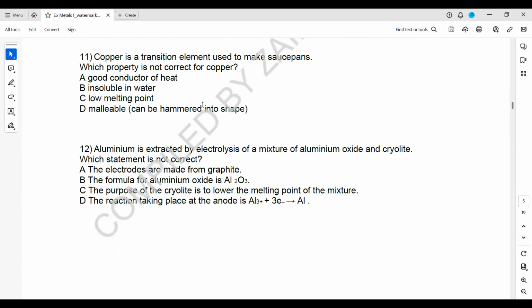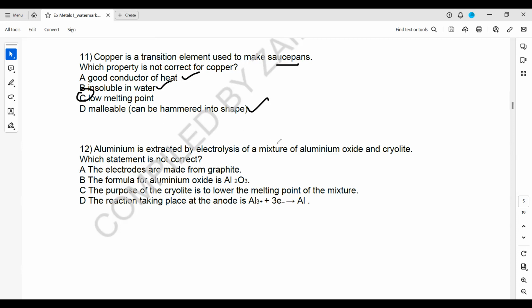In question 11, copper is a transition element which is used to make saucepans. Which property is not correct for copper? Good conductor of heat, insoluble in water. This is not correct: low melting point, because it's used as a saucepan, so it should have a high melting point, it should not melt. And to make a saucepan, it should be malleable, like hammered into shape.